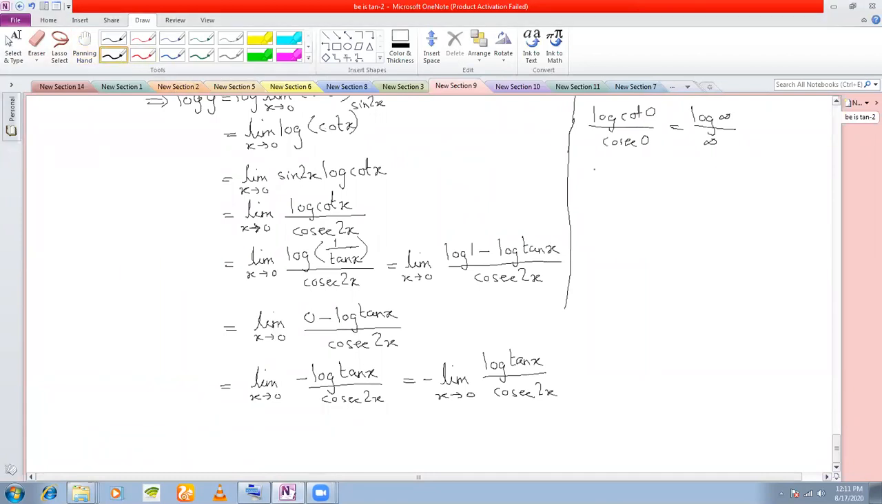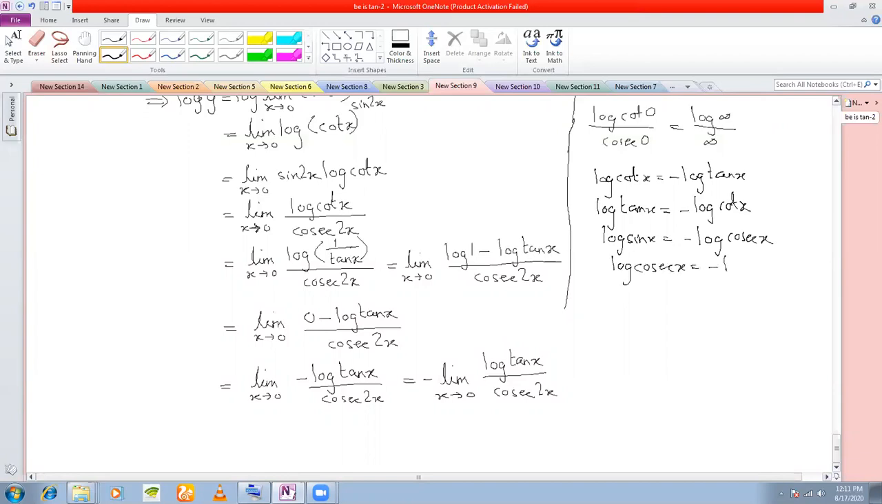Remember, log cot x is minus log tan x. Okay, similarly log tan x can also be written as minus log cot x. Also log sin x can be written as minus log cosec x. Remember these. Log cosec x can be written as minus log of the reciprocal of cosec, which is sine. And for sec and cosec also. Understood?